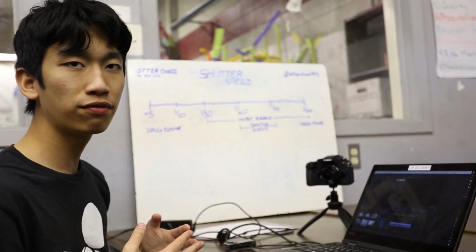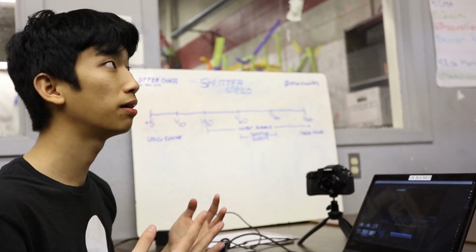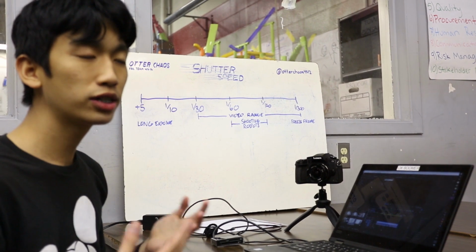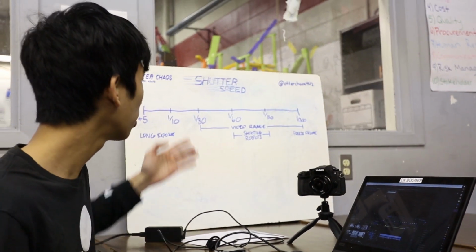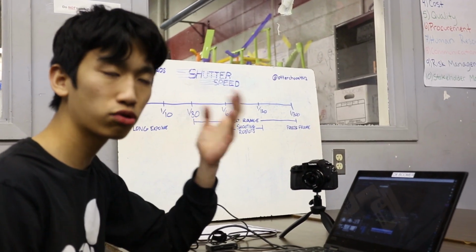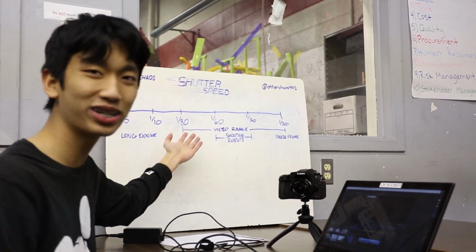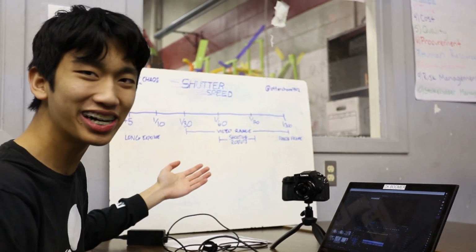So normally when we shoot a video, we want our shutter speed to be double our frame rate. So we just try to get as close as possible. So if we were shooting the traditional 24 frames per second, we go around 1/50th or 1/60th of a second.